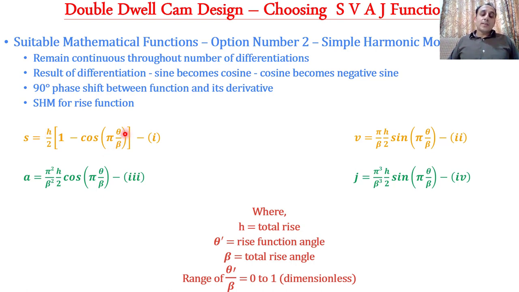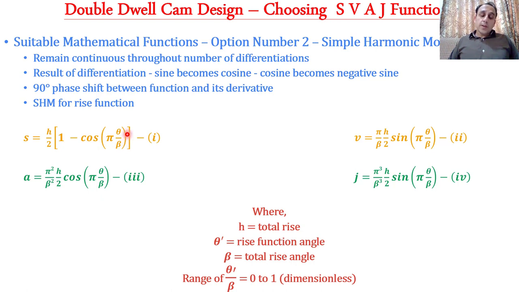What about this theta? Theta is basically the cam angle. And what about this beta? Beta is the difference between the start and end angle. Theta is the cam angle and beta is, for a particular segment, the difference between the start and end angle of the cam. So we are using this theta over beta term, and this is the function for rise.